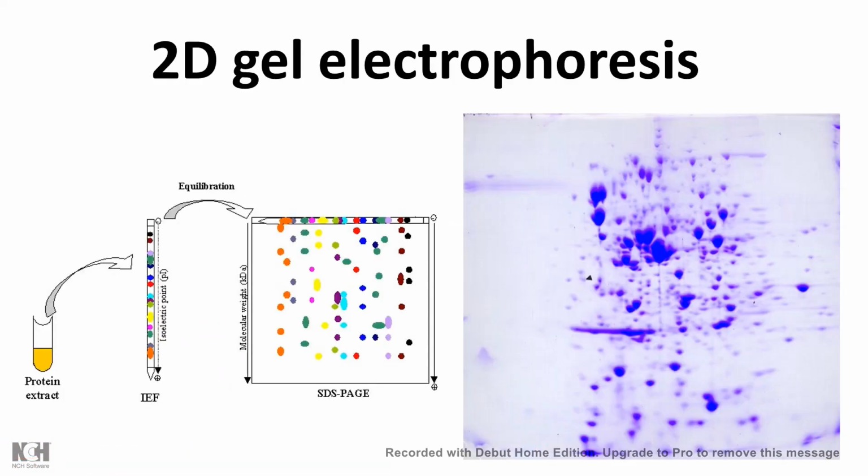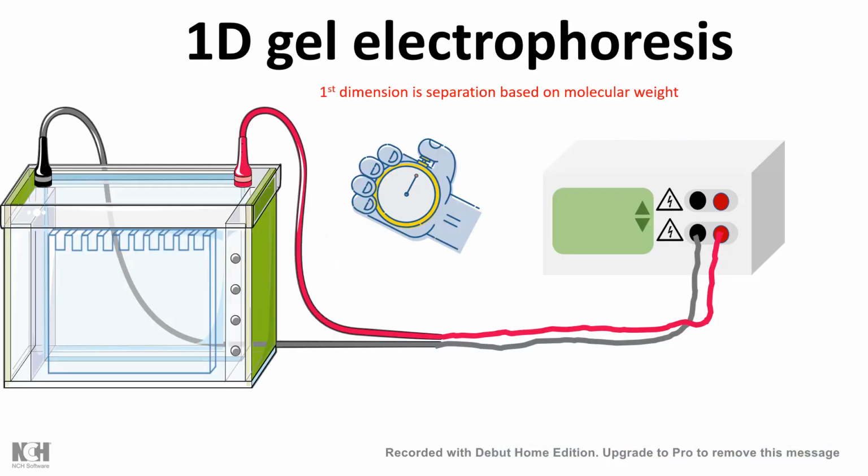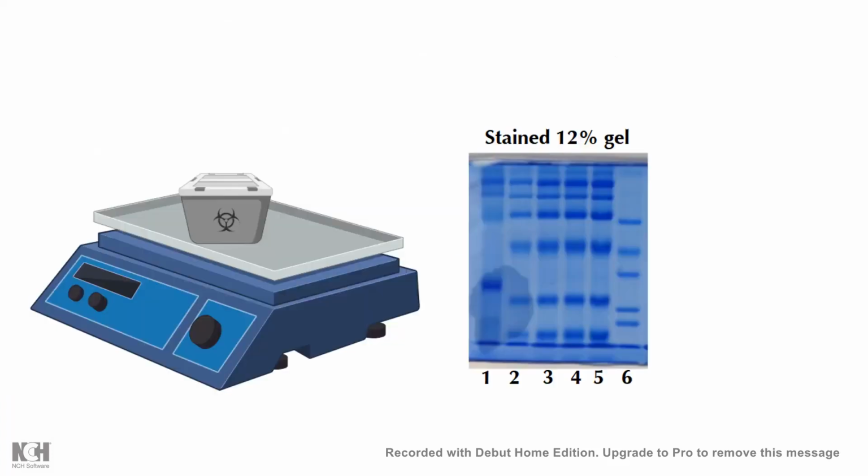Today's installment will be talking about 2D gel electrophoresis. As the name suggests, don't mistake it by thinking that 2D means two dimensions. Yeah, it is two-dimension gel electrophoresis, but here two-dimension means two parameters. So we already learned about SDS-PAGE, which we can call a one-dimension electrophoresis, where the separation is based on one parameter, and the first dimension is the separation based on molecular weight.